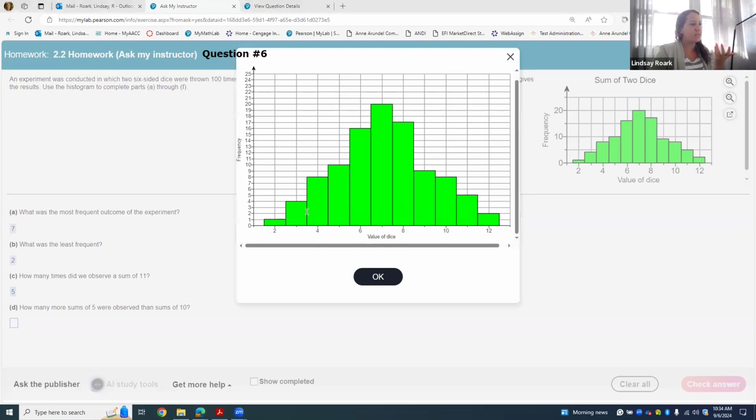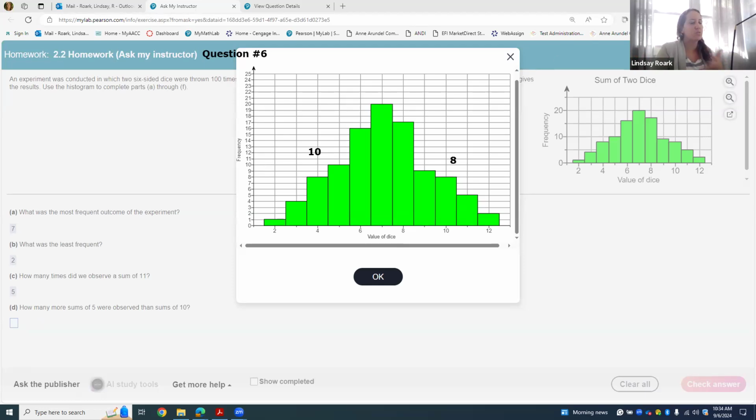Okay, so hopefully we can see that if we look at 5, it has a frequency of 10, right? And then we go to 10, and that has a frequency of 8. The question says again, how many more sums of 5 were observed than sums of 10? So how many more? It would be 2, right? Again, they're looking for the difference.